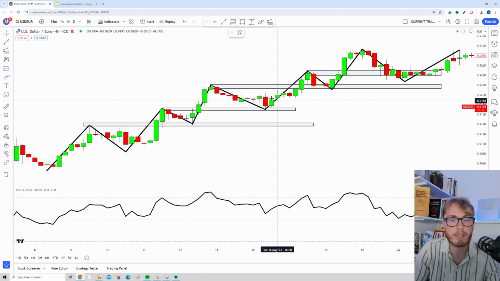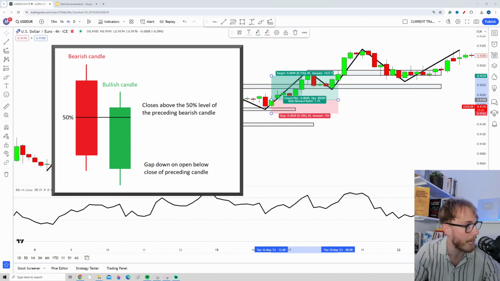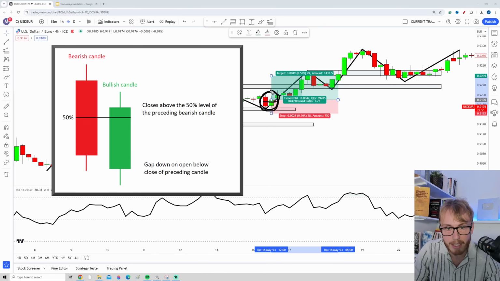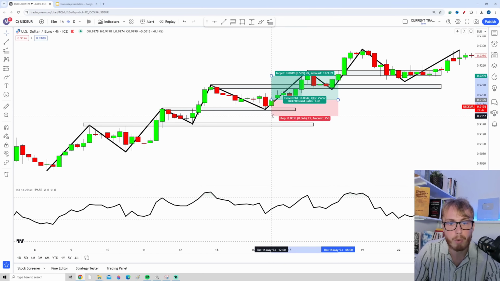And where do we enter? We could enter right here because this is what we call a piercing pattern. It's basically when the green candle closes above the 50% mark of the red candle. Later on in this video we will talk more about candlestick patterns, but for now just notice that we did have an entry signal right there.